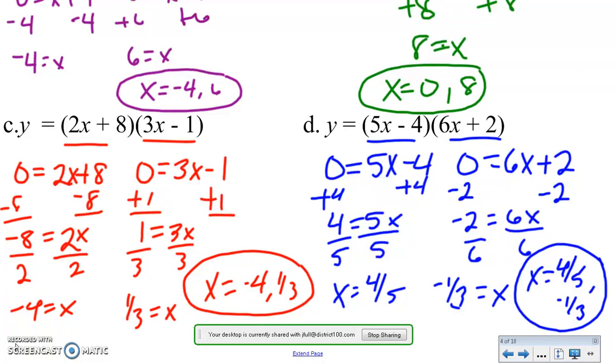So like I said, our goal here is to have this in factored form, set each part equal to 0, and then solve each one. So you should typically get two answers. Not always. Sometimes you'll get one. But that's our goal here.